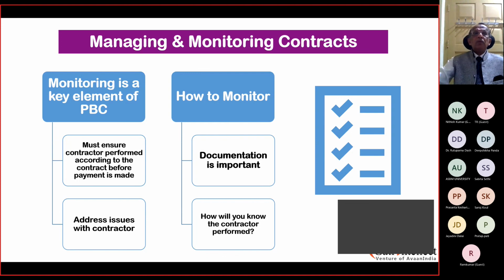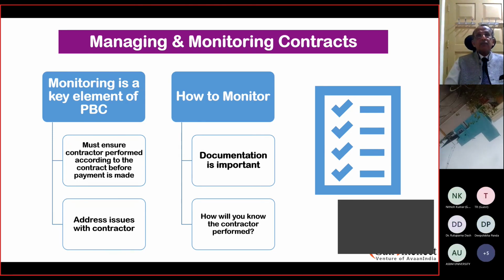Now, you don't have to wait until the end. You can have evaluations carried out on a quarterly basis, on a half-yearly basis, or even less than that. But the essence of it is that it should be continuous assessment. Address issues with the contractor. You've got to have a proper dialogue with the contractor to assess how the work is being carried out. What are the obstacles which you are facing?